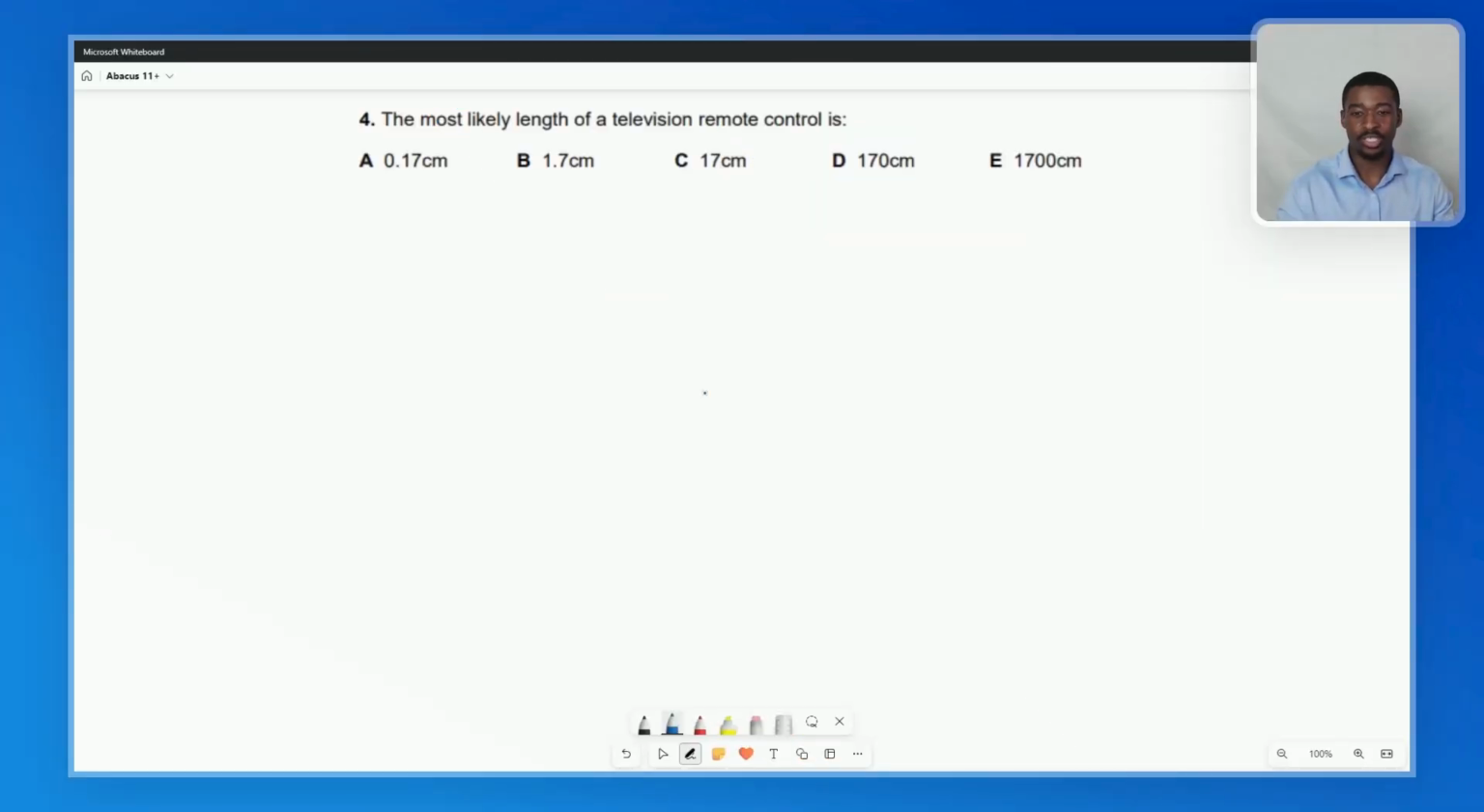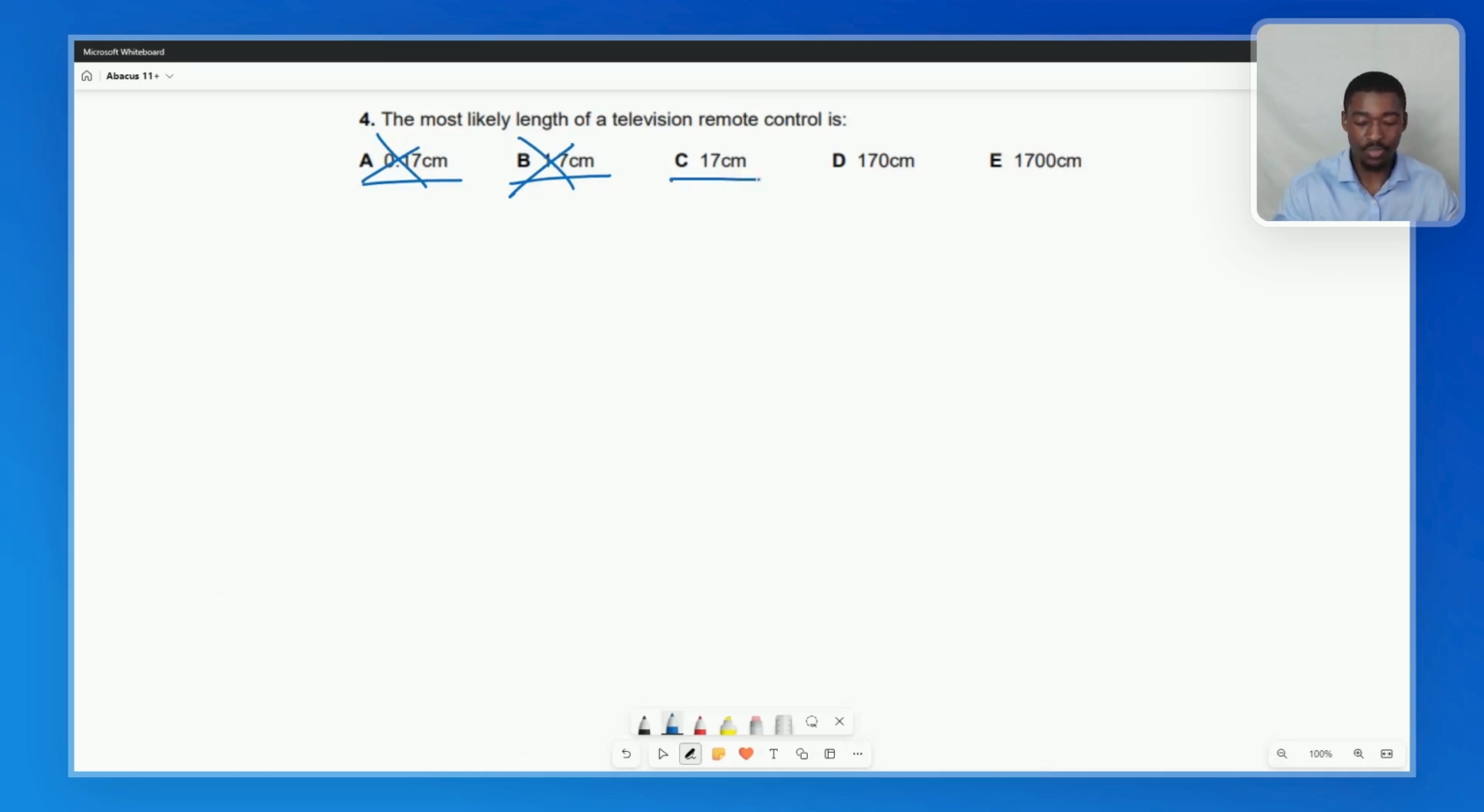Now for this question, we simply have to try and be realistic, working out the most likely length of a television remote control. So here, it's not going to be 0.17. That's far too tiny. And the same thing with 1.7 centimeters. Very, very small. If you think about a ruler and you think about 10 centimeters or a 30 centimeter ruler, think about how small only 1.7 of those centimeters would be. It can't be B or A.